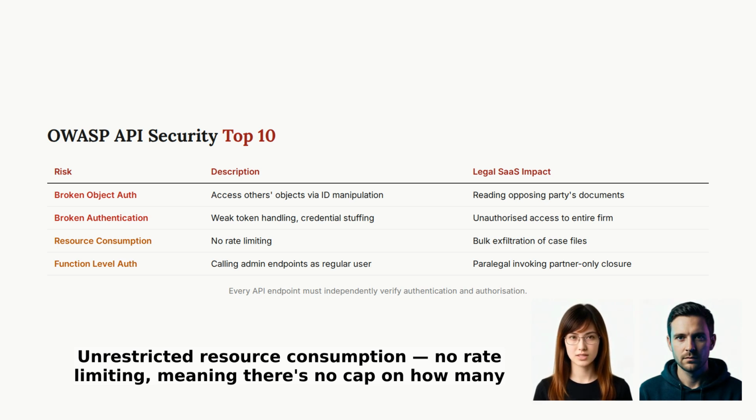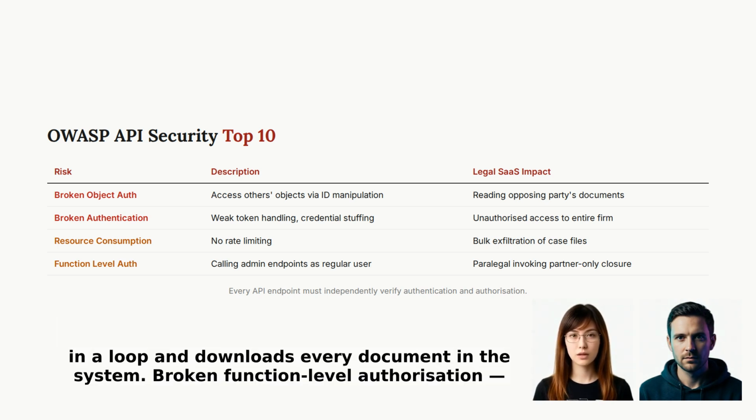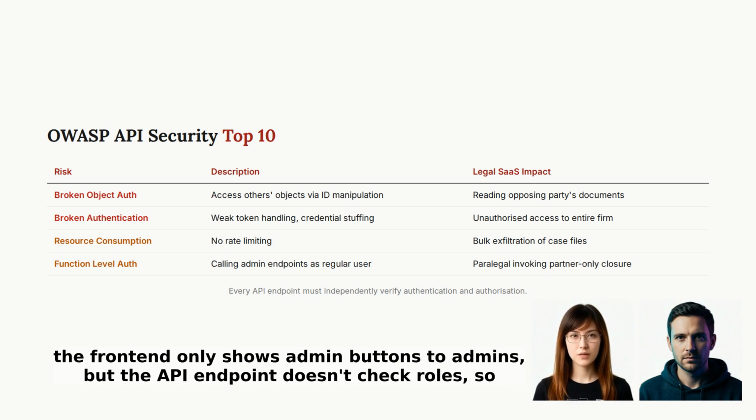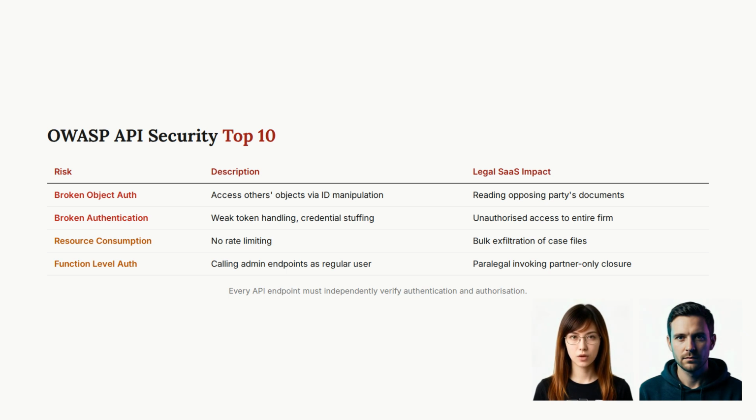Unrestricted resource consumption, no rate limiting, meaning there's no cap on how many requests someone can make. An attacker writes a script that calls your document search endpoint in a loop and downloads every document in the system. Broken function-level authorization. The front end only shows admin buttons to admins, but the API endpoint doesn't check roles, so anyone who knows the URL can call it. These are architecture-level mistakes. You can't patch them with a WAF, the web application firewall we discussed in episode 4.